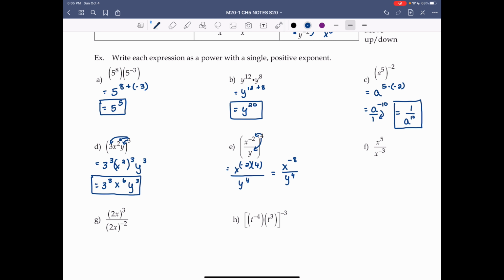And then I have a negative exponent. I only have a negative exponent on the top, so I just want to take the top and move it to the bottom. The y to the 4 does not move because it has a positive exponent where it is. Then I get 1 over x to the power of 8, y to the power of 4.